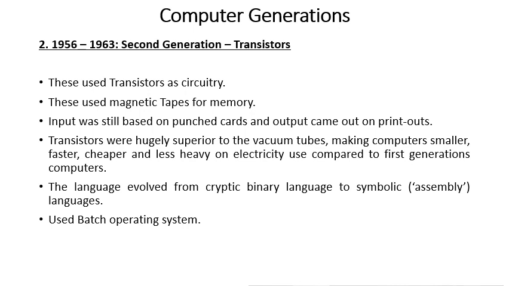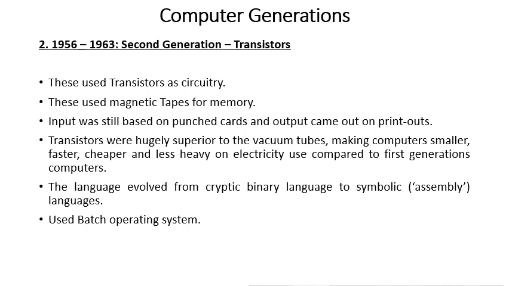Now the next is second generation of computers, that is from 1956 to 63, and the major component that is used for circuit design is transistor. Now the transistor size is somewhat smaller than a vacuum tube. So now we can have somewhat smaller size of computer here. And for storing purpose, now instead of magnetic drums, magnetic tapes were used. So again the size of storage device is somewhat smaller as compared to magnetic drums. So input was still punch cards and output was still printouts.